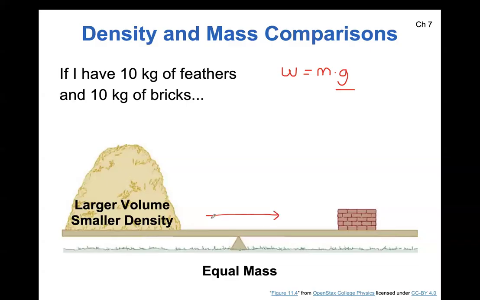Now it is the weights that are causing that balance, but obviously these two piles of objects are in the same place, they're experiencing the same gravity. But it sure takes a lot more, a larger volume, of the smaller density material to equal the same mass.